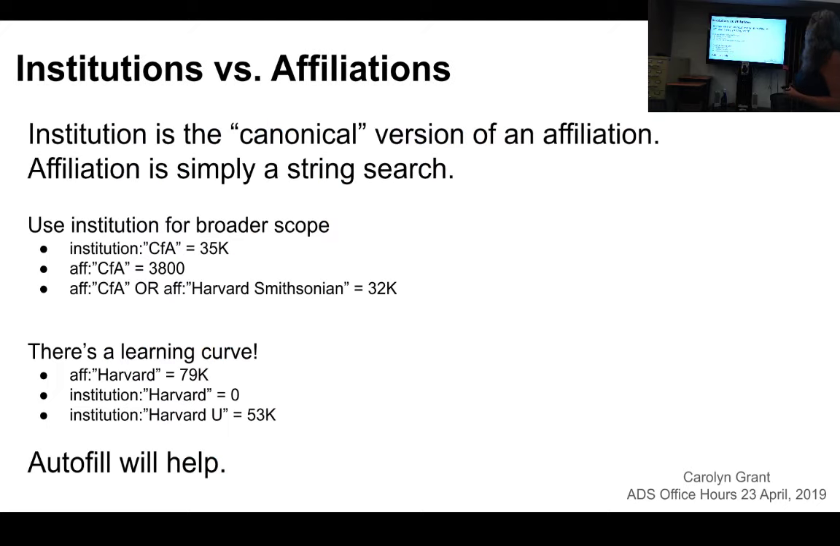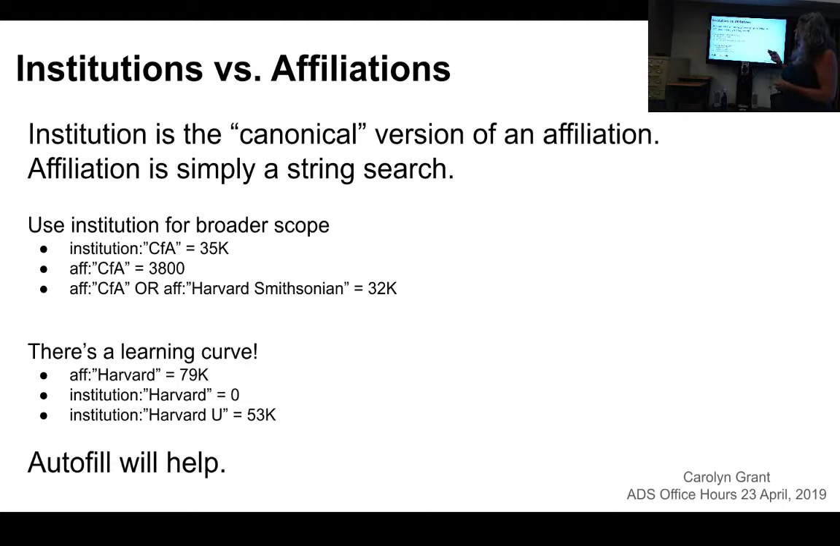We introduced the concept of institutions. The difference between searching institutions and affiliations is basically that the affiliations are a string search. If you search for Harvard in affiliations, you're going to get any string that has Harvard. So if somebody lives on Harvard Street in New Haven, you're going to find them even though you might not actually want to. Institutions are an index of what we have called the primary or the canonical version of an affiliation. So we have already done the work of amassing the different versions of your given institution into the institution.